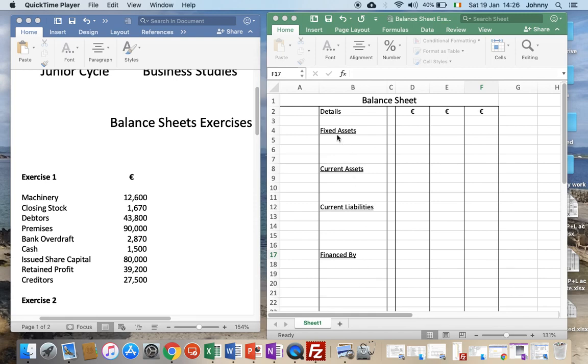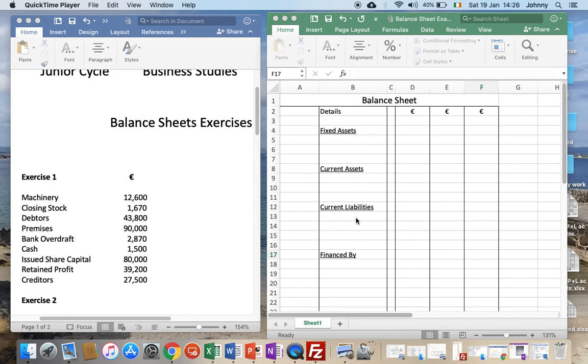So some examples here. Fixed assets, you might have things like some machinery that we have, or maybe the building if we own our own building. Current assets might be cash that we have at the moment, or maybe people owe us money, people called debtors. So debtors are people who owe us money at the moment. We haven't got the money yet, but that money will come in soon. So this is money owed to us.